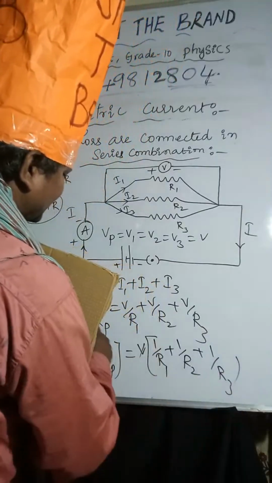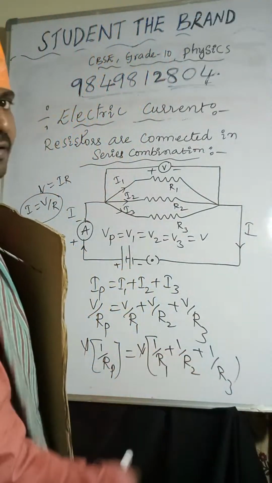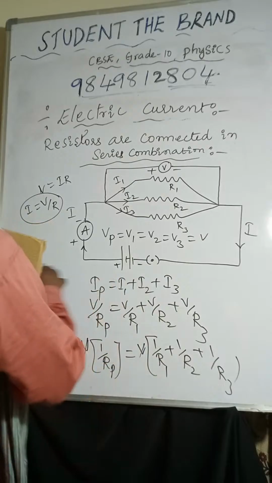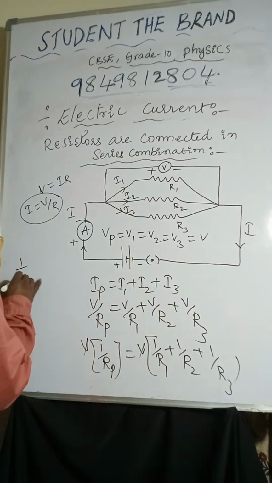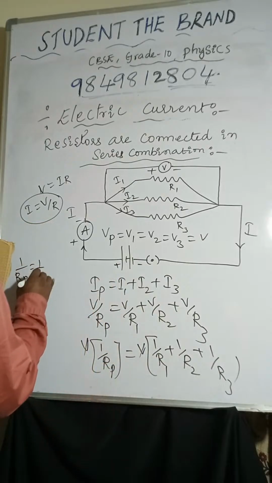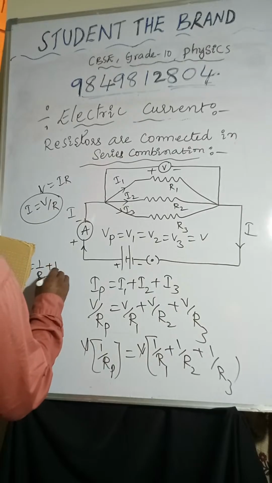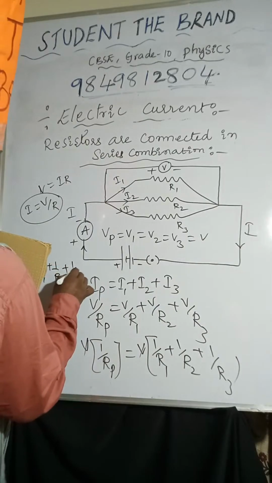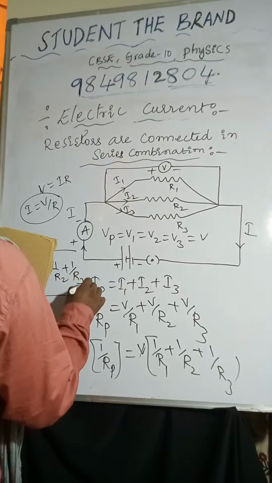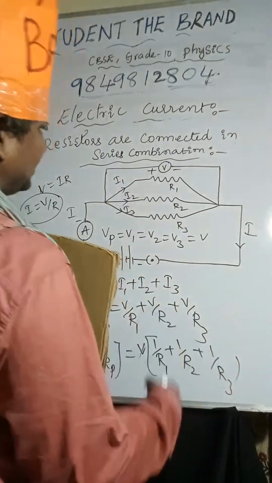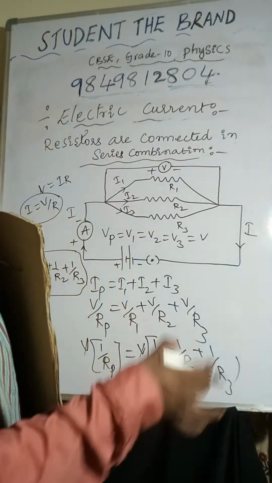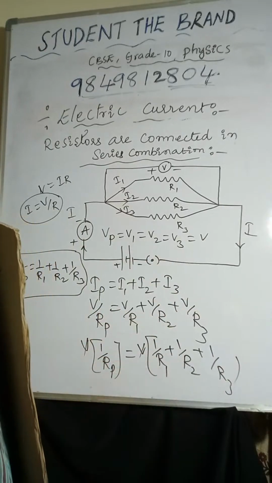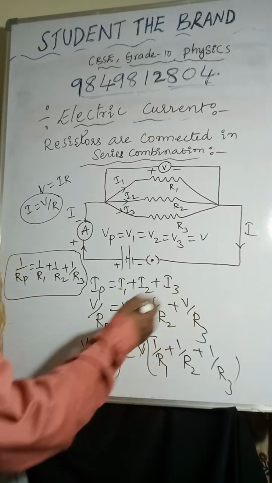So then V will get cancelled. So the remaining value is 1 by Rp equal to 1 by R1 plus 1 by R2 plus 1 by R3. If n number of resistors are connected in a parallel combination, here you can see.